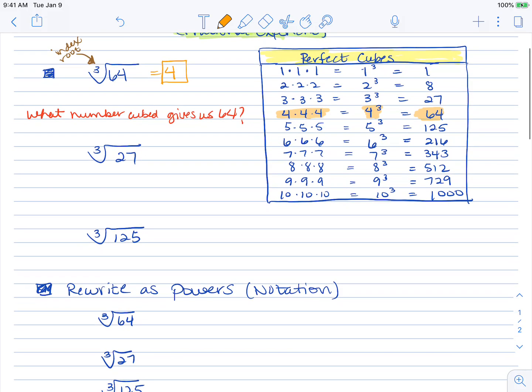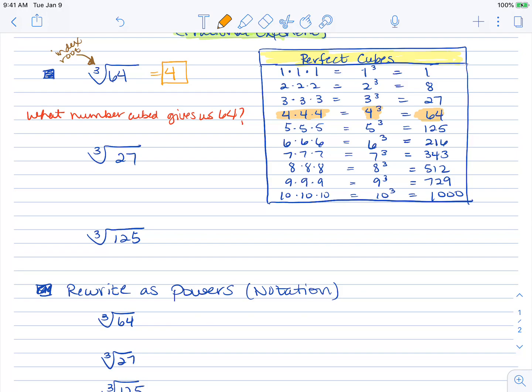For the next one, I'm doing the same thing. Again, I'm looking at my root or my index, and I'm asking the question, what number cubed gives us 27? If I go over to my perfect cubes table, 27 is here. 3 times 3 times 3 gives me 27, or 3 cubed. So if I take 3 and I cube it, I would get 27. I'm trying to do the opposite of cubing it. It's like asking what the base would be.